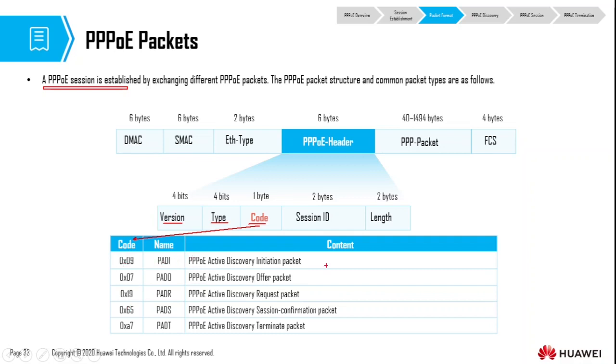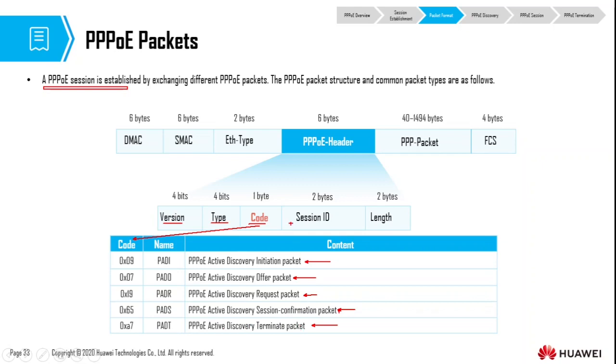And it can mean that it's either a PADI packet, which you call PPPoE Active Discovery Initiation packet, or PADO, or PADR, or PADS, or PADT. That's how I prefer calling them. If you have any other way of calling them, feel free to do so. So PADO, PPPoE Active Discovery Offer packet, PADR, PPPoE Active Discovery Request packet, PADS, Session Confirmation packet, PADT, PPPoE Active Discovery Terminate packet.